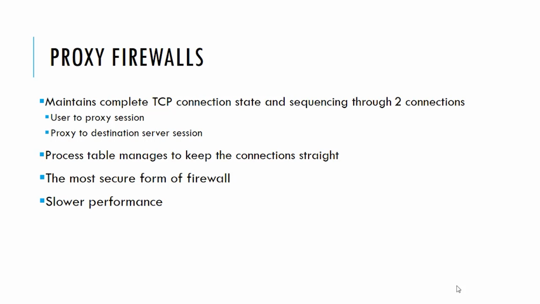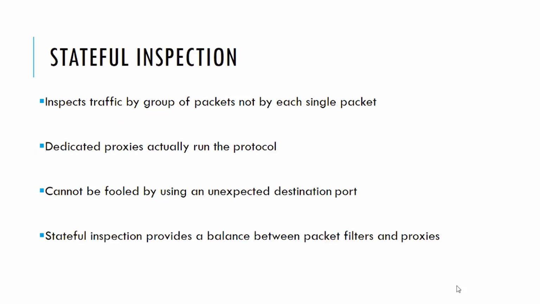This proxy firewall is the most secure form of firewall, but it has the disadvantage of slower performance because it inspects every single packet and every single field inside the packet to decide either to allow or to reject. We had the two extremes: the packet filtering firewall, which is very fast but offers low security, and the proxy firewall, which is very slow but offers high security. We can have something intermediate, which is called stateful inspection.